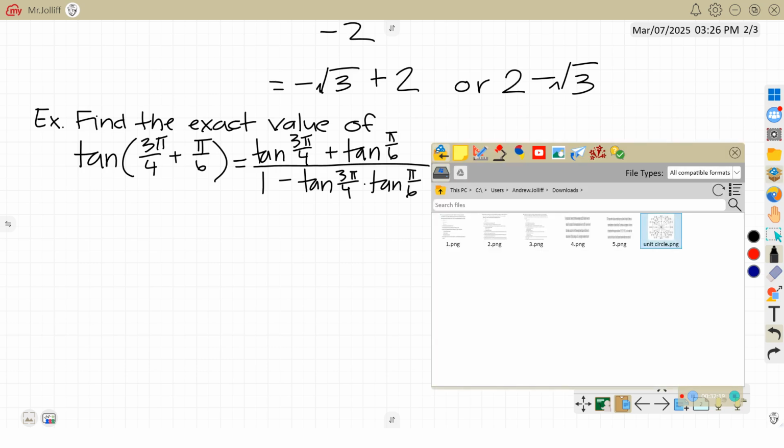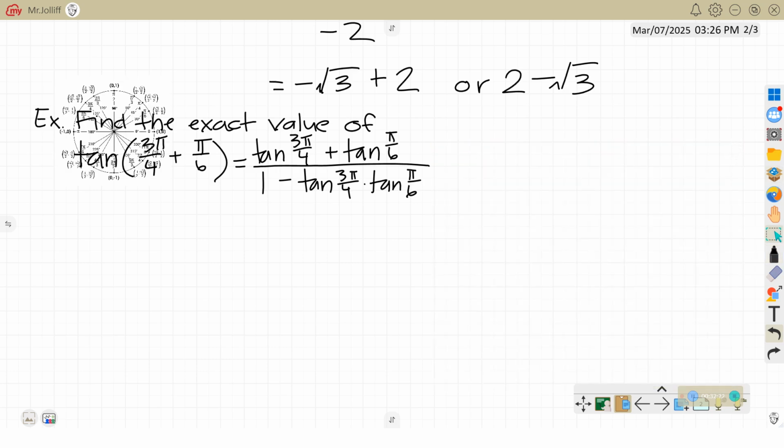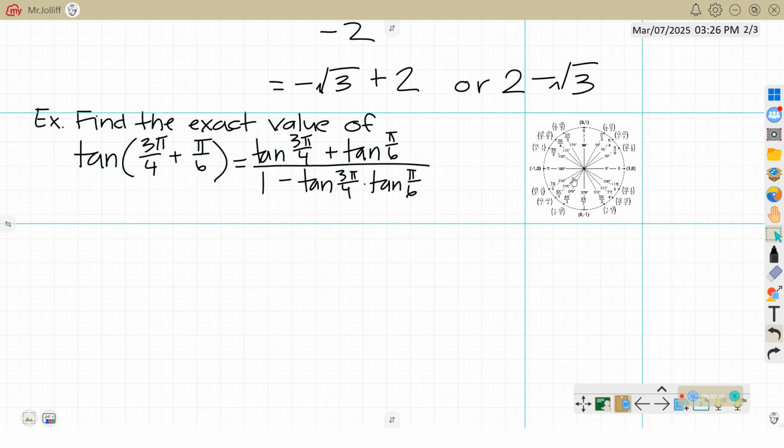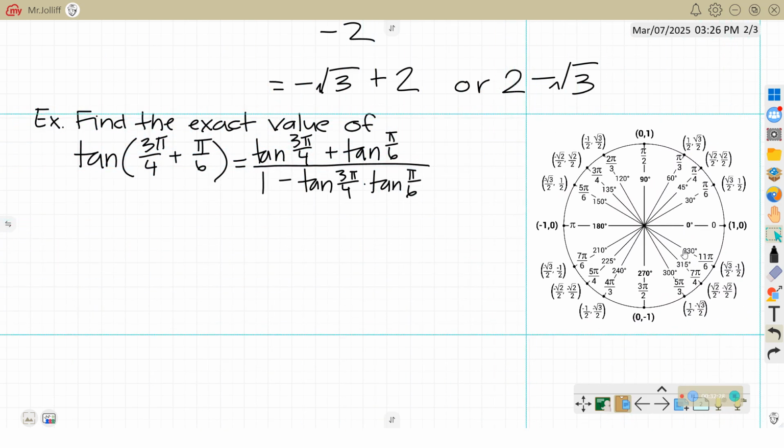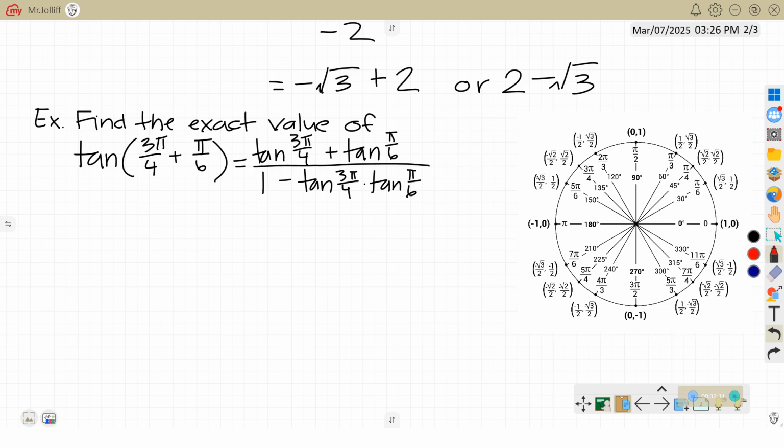So we grab our unit circle and we put it somewhere it's not blocking our handwriting. And we circle our two angles, figure out the tangent. So 3 pi over 4 is right here. Pi over 6 is right here. We're going to do that tangent math real quick. We start with tan of 3 pi over 4. We remember that that fraction should be y over x, sine over cos.